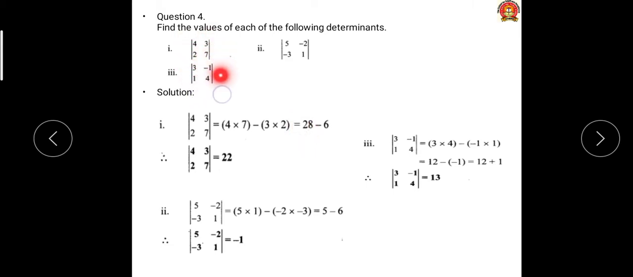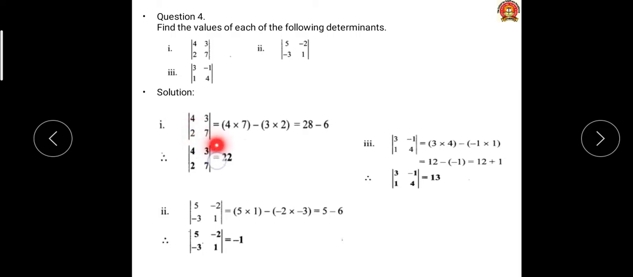If the determinant is 2 by 2, what is the order of this determinant? 2 by 2 determinant. Okay. Now, see, 2 rows and 2 columns are there. To solve a determinant like this is very easy. Do the cross multiplication.